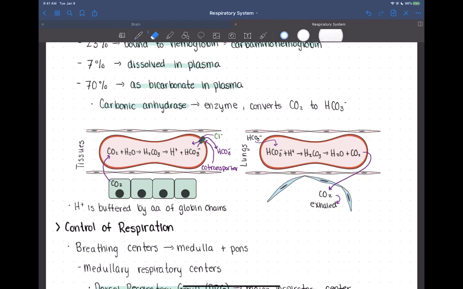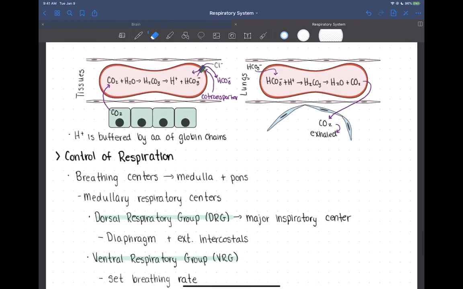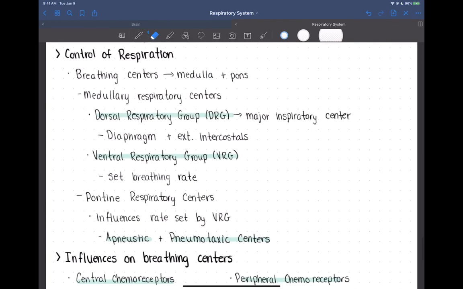Okay, and our last topic for this chapter is going to be control of respiration. Control of respiration comes from the brain, and then we'll talk about some influences on that. So it can be influenced by levels of different gases and that sort of thing in the blood. Let's talk about control in the brain first. So in the brain, there are breathing centers. They're located in both the medulla and the pons, both of which are structures in the brainstem.